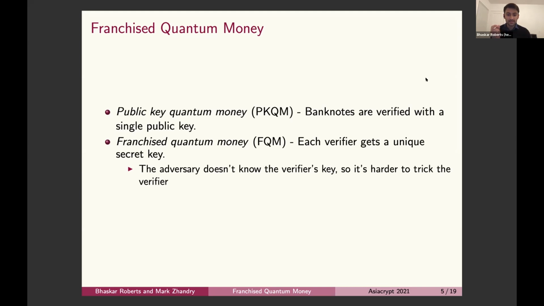To illustrate the difference between these two definitions, if you leak your key accidentally in the franchised model, in other words, if you make your key public, the security guarantees no longer hold, and it might be possible for an adversary to create a fake banknote that looks like the real thing when you're using that key for verification.